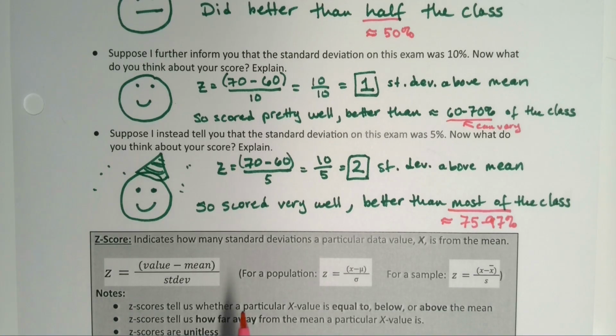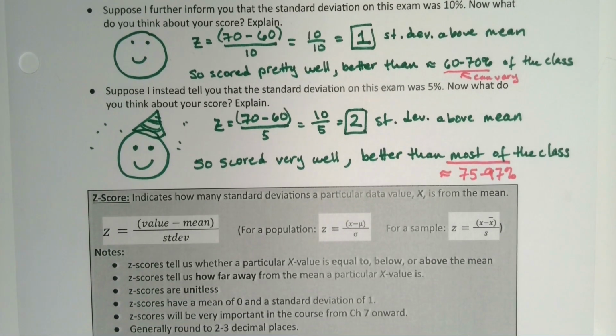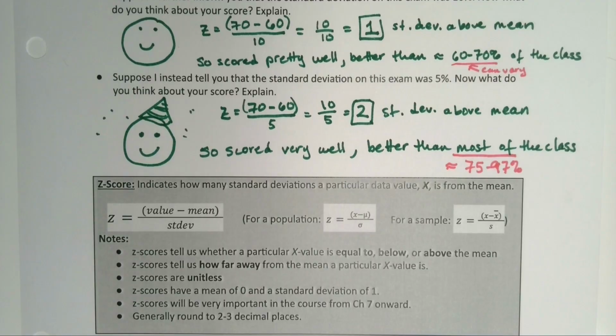So you still scored a 70, but your relation to the rest of the class and the rest of the students changed. And that can change how you feel about your score, right? That's why students always want to know, what was the mean, what was the standard deviation, etc. And the z-score can tell you how many standard deviations above or below the mean you are, right? That is what the z-score does right here.